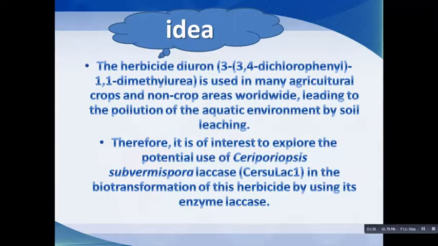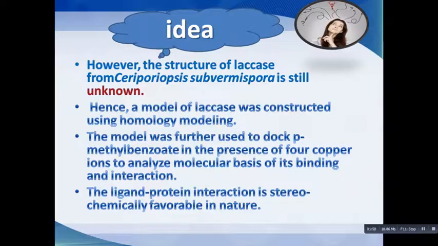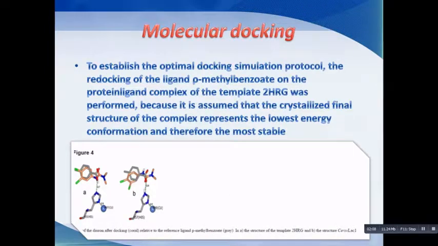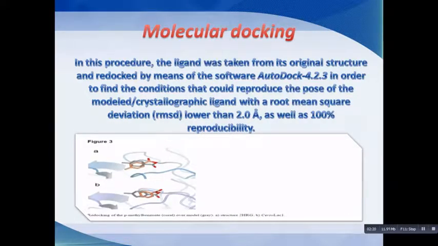So the idea is the herbicide diuron is used in many agricultural crops and non-crop areas worldwide, leading to the pollution of the aquatic environment by soil leaching. Therefore, it is of interest to explore the potential use of Cerrena laccase 1 in the biotransformation of this herbicide by using its enzyme laccase. However, the structure of laccase from Cerrena is still unknown, hence a model of laccase was constructed using homology modeling.